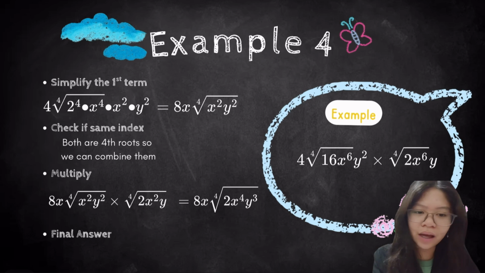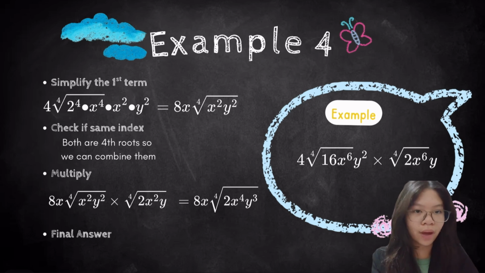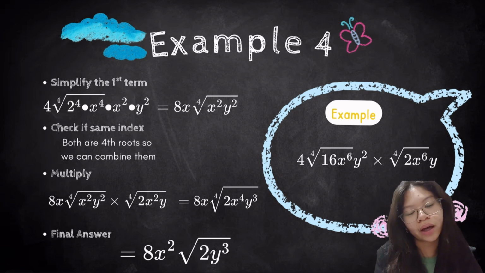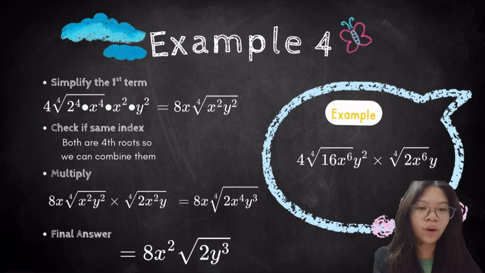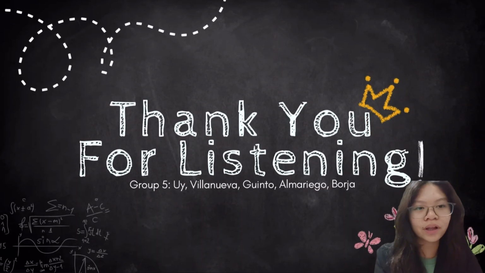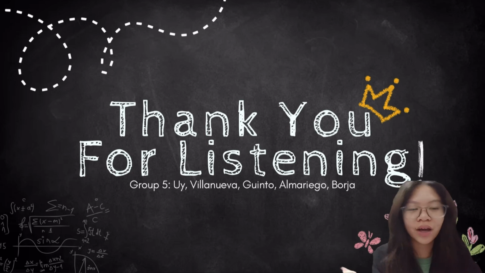How did we get that answer? Well, we canceled out the x to the 4 inside the radical sign. And x times x will give us x squared, which is how we got x squared in the first place. And now we are left with 2y cubed inside the radical sign. And that is all for the last equation of multiplication of radicals.